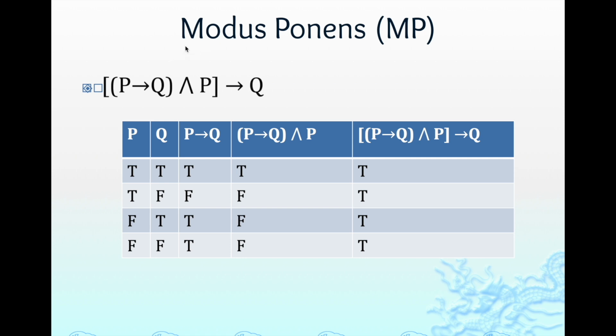The first one is the simplest one, called Modus Ponens, abbreviated as MP. It means that when P implies Q and you know that P is true, then you can deduce that Q is true. This is very easy to understand. Using a truth table, you can prove this statement is a tautology, as in any case, no matter the truth value of P and Q, they both have the truth value of T here.